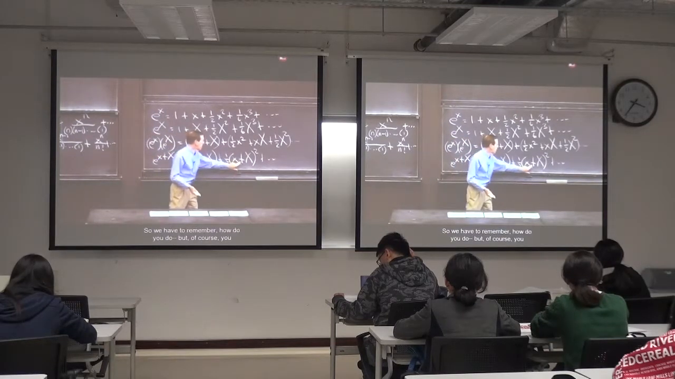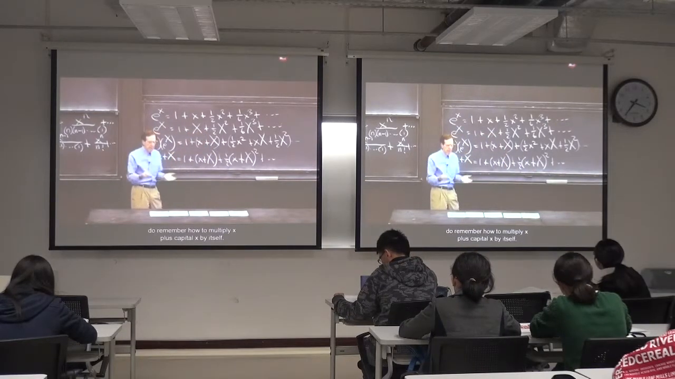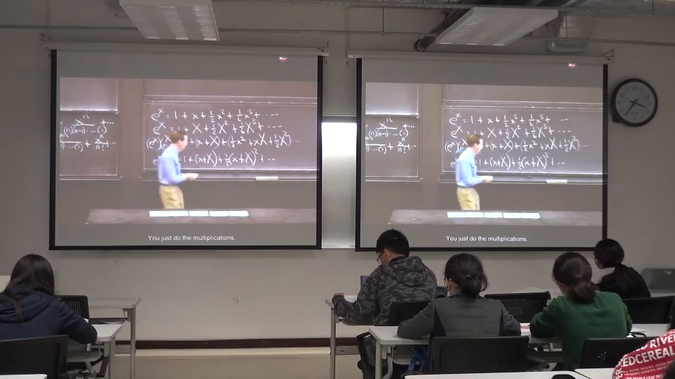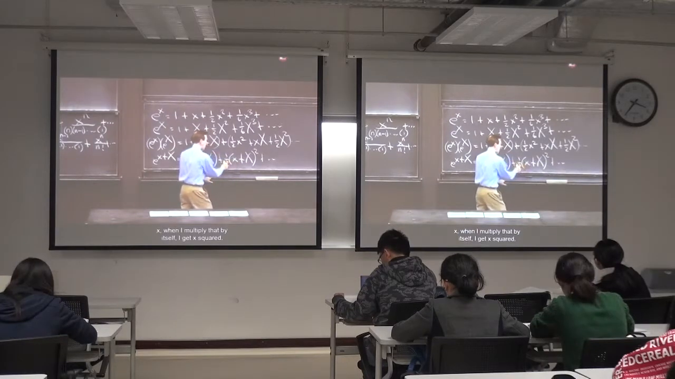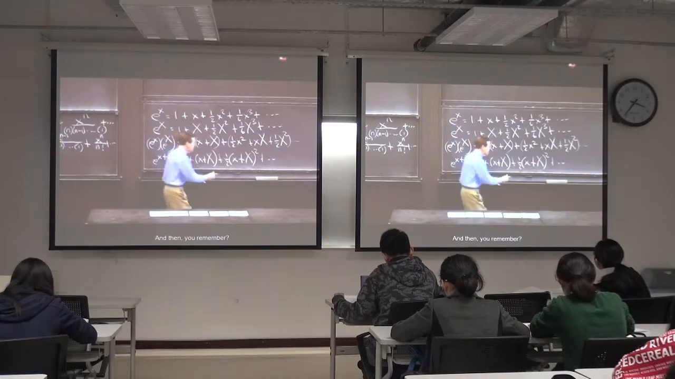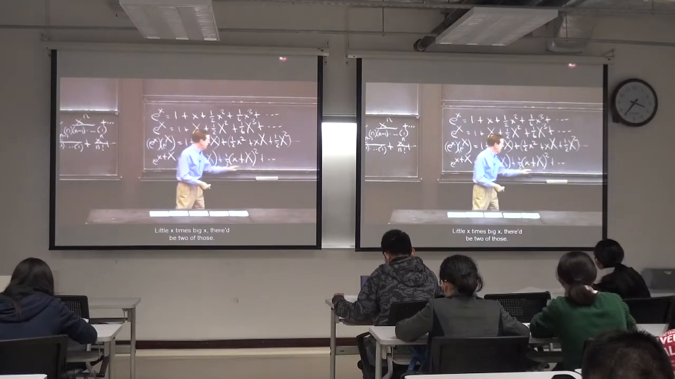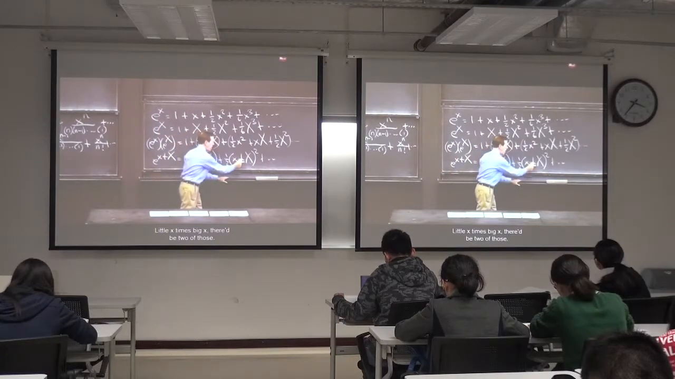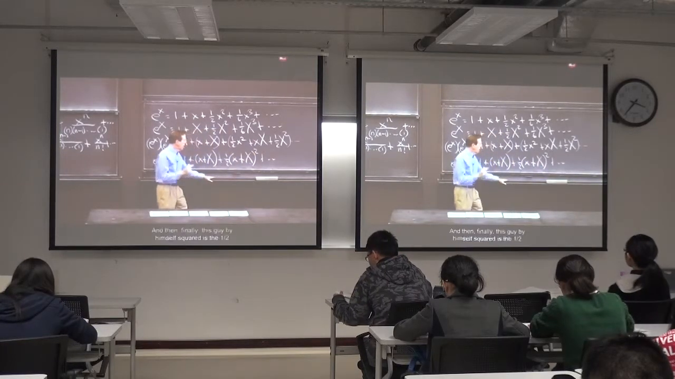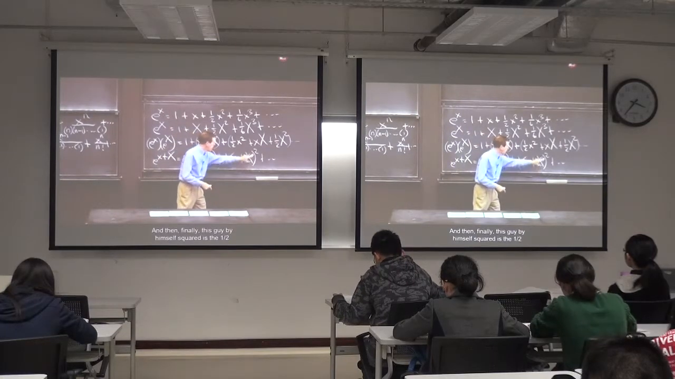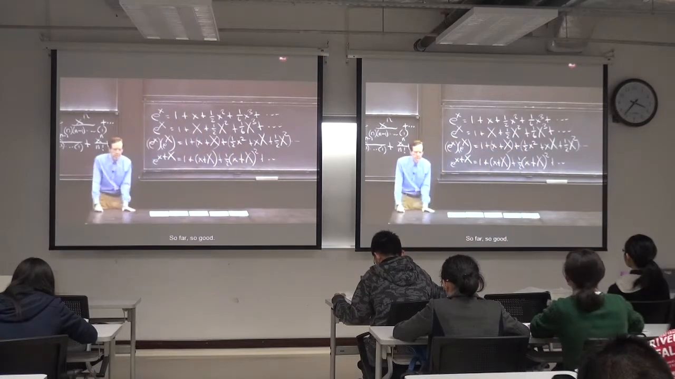So you have to remember how to multiply x plus capital X by itself. You just do the multiplications. x, when I multiply that by itself, I get x squared. With a half, I get that. And then you remember how many x times X's do I get? Little x times big X, there'd be 2 of those. But then the 1/2 factor leaves me with 1, and that's what I want. And then finally, this guy by himself, squared, is the 1/2 capital X squared that I also want. So far, so good.